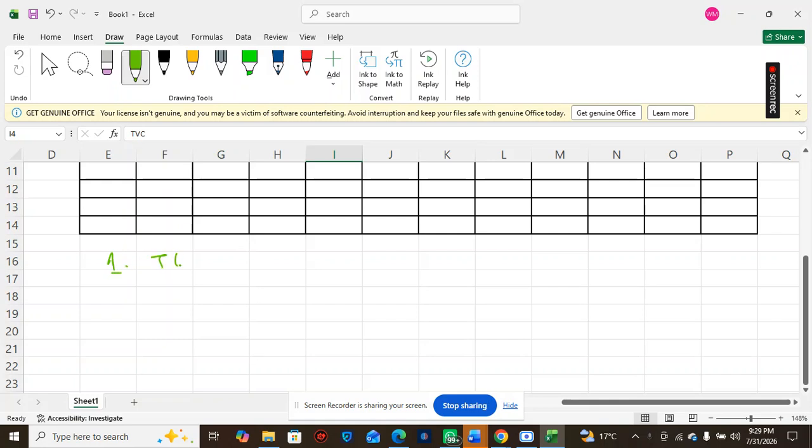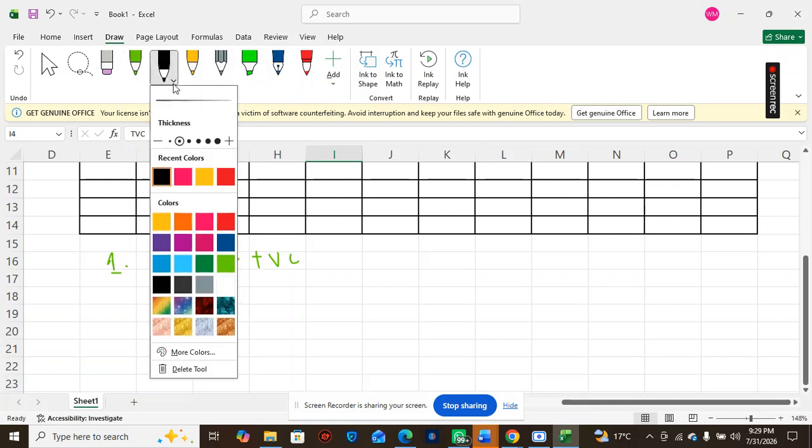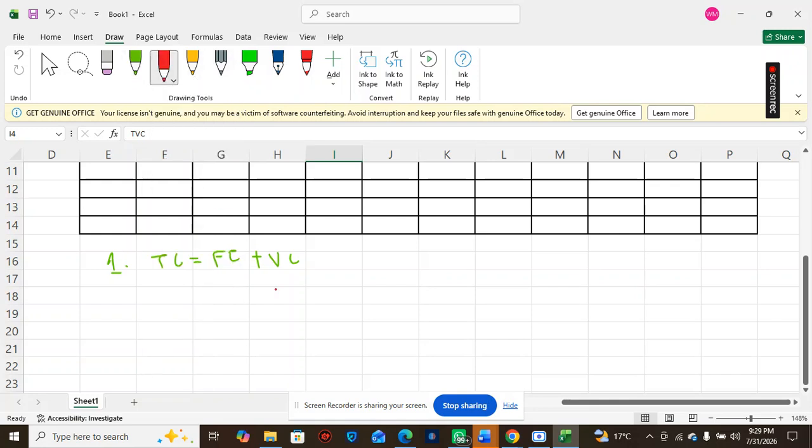Total cost equals fixed costs plus variable costs. This is the first equation you need to remember. Now, in our question here, we've already been given our total costs and our fixed costs, so we need our variable costs. If we make variable costs the subject of the formula, variable costs, VC, equals total cost minus fixed costs. Okay?